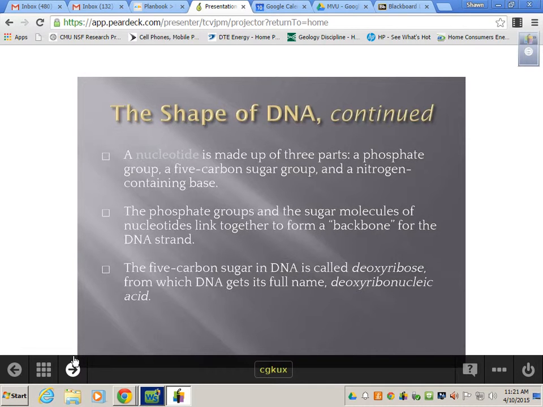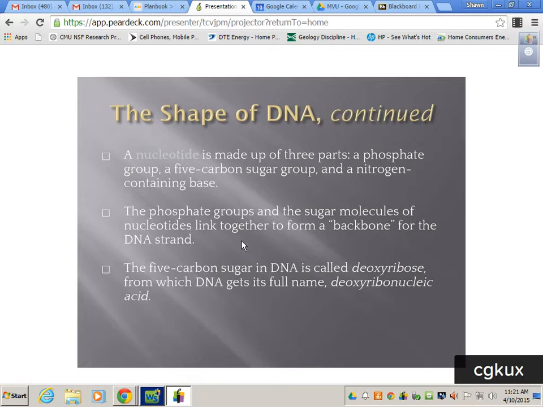So a nucleotide is made up of 3 parts. Nucleotides are the monomers of nucleic acids. We understand that they have a 5-carbon sugar called deoxyribose, a phosphate group, and a nitrogen-containing base. The phosphate groups and the sugar molecules of the nucleotides are going to link together to form the backbone of the DNA strand. What type of bond holds the 2 sides of DNA together?